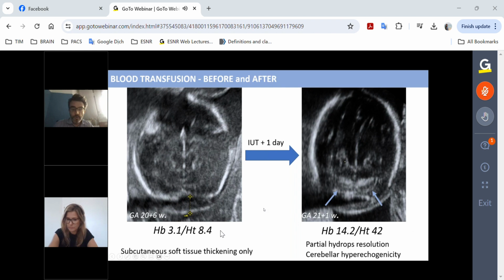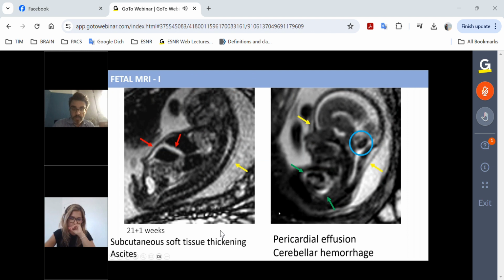These are the findings before, on the left. So normal brain when the hematocrit was 8.4 and the hemoglobin level 3. Then he did the transfusion, and the hemoglobin went much better, 14.2, and also the hematocrit increased. But the problem is that the ultrasound revealed some hyperechogenicity in the cerebellum. So they asked us to do an MRI, and we did the MRI. That confirmed again the findings that we had seen on the ultrasound: the fluid collections in the abdomen and around the heart, and the thickening of the subcutaneous soft tissue.